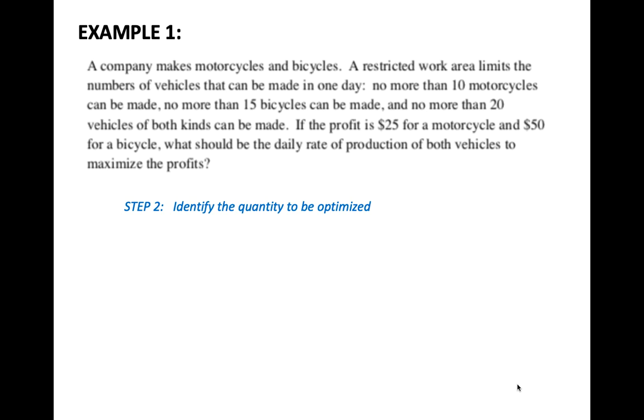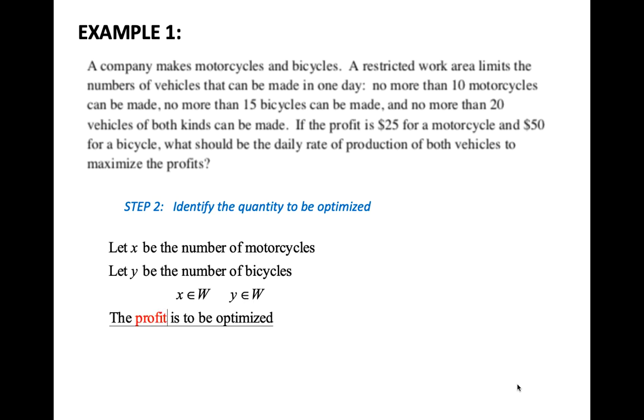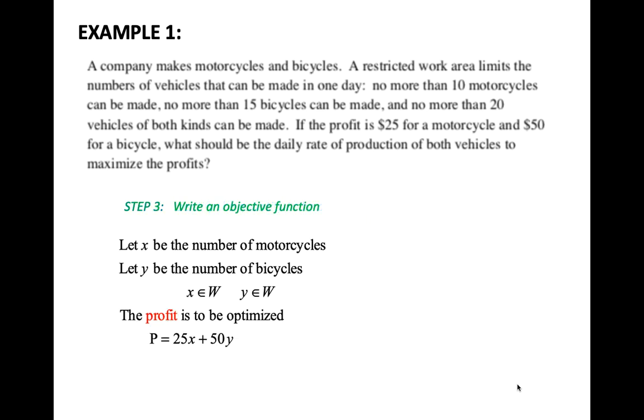Step number two, identify the quantity that's meant to be optimized. And then along with that, you're going to be actually giving an equation, so the objective function. So first of all, the profit is to be optimized. And then when you write the objective function for that, you're going to say that, well, the profit is 25 times x plus 50 times y.